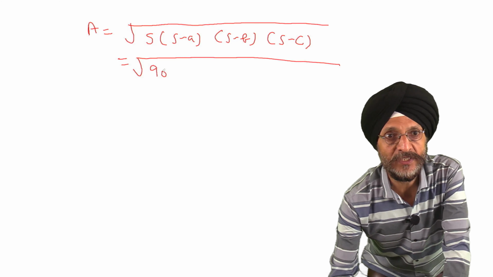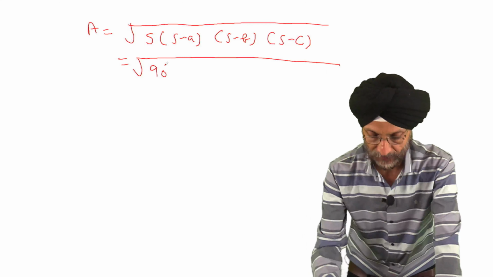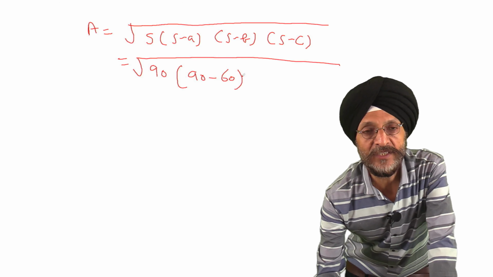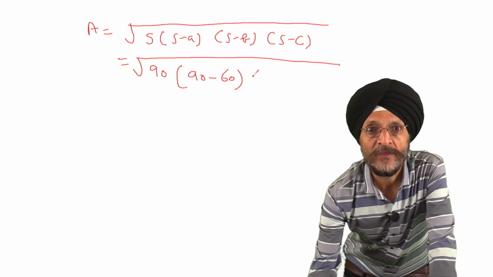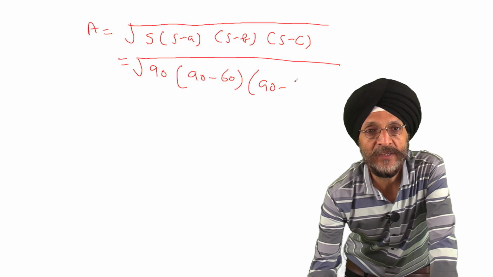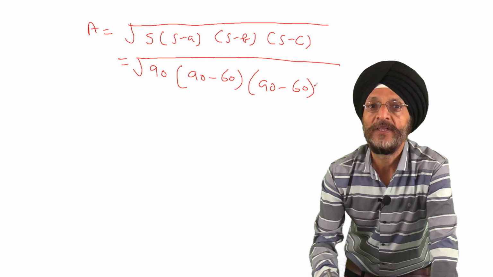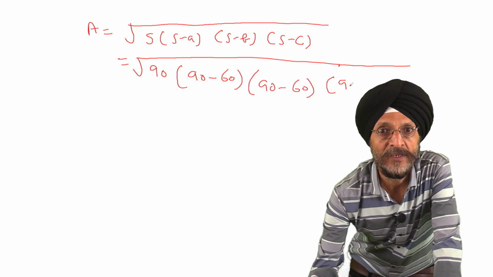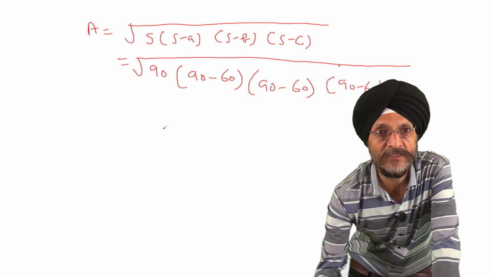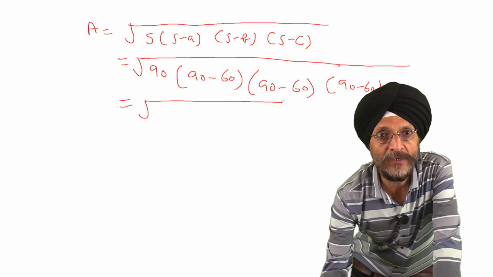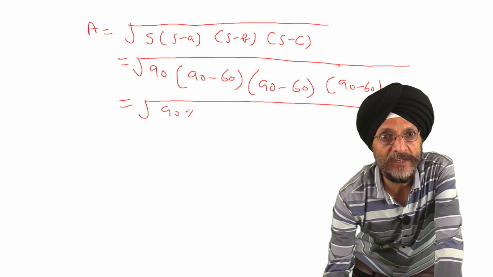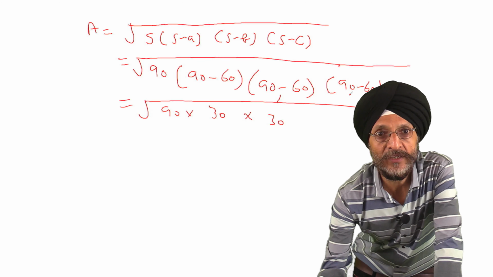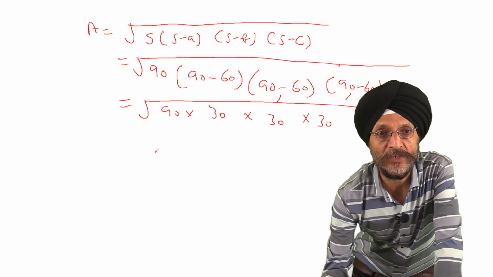What was the value of the semi-perimeter? It is 90 centimeter, into 90 minus 60. It is the value of a. Then again semi-perimeter, then again the value of b. It is also the same value as a, that is 60. Then again s minus c, 90 minus 60, because all the three sides are equal. Now what will be here? Under root 90 into 30. Here it will come 30. Here it will also be 30.